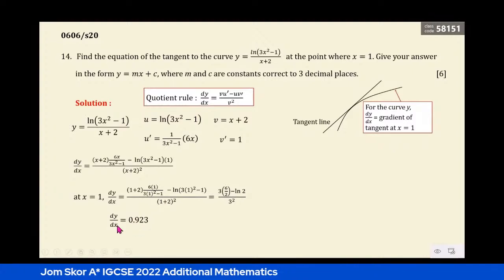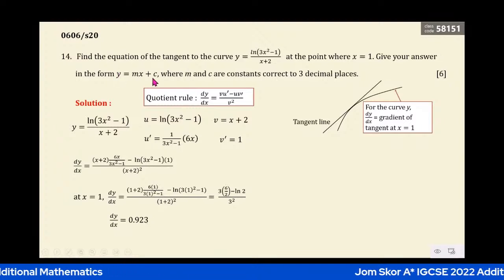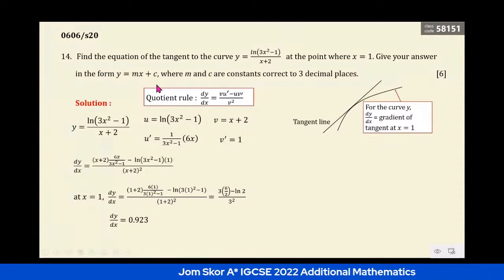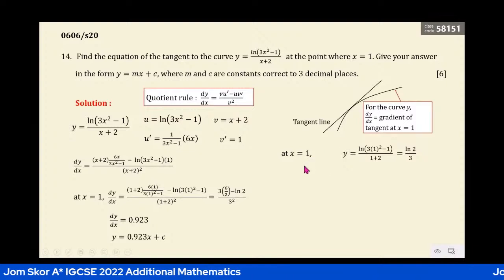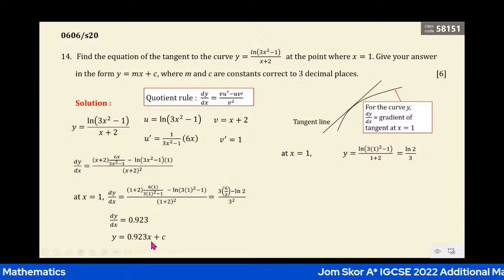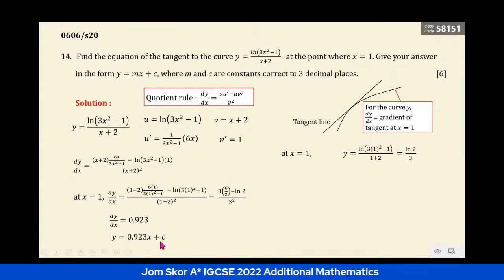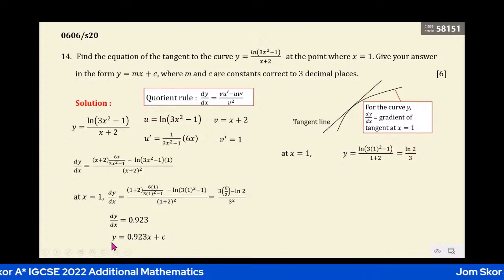Okay, so once you know dy/dx is 0.923, put it in the general gradient form of the equation of a straight line. All right, so you will have y is equal to 0.923x plus c. So now you are going to find c. To find c, you have to know x and y. You already know x but you don't know y.